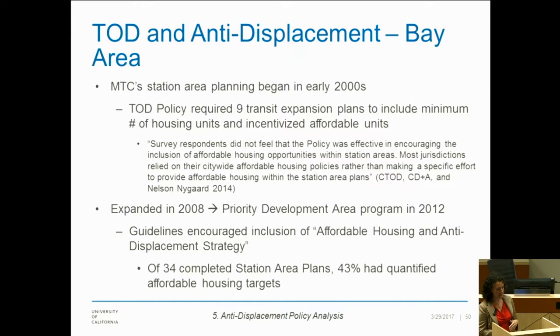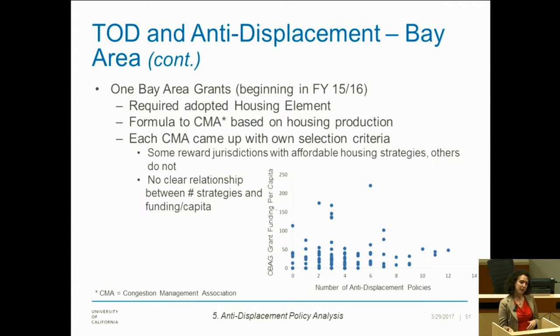This program was expanded again into the station area plans and then the priority development program. And there were guidelines in their station area planning program to include an affordable housing and anti-displacement strategy. It had specific language about a number of different types of policies that you should think about in these plans, but no directive on exactly what you should be doing. And when we looked at all of those 34 completed station area plans that are up on MTC's website, we saw that less than half of them had quantified affordable housing goals or any real policy language to talk about anti-displacement.